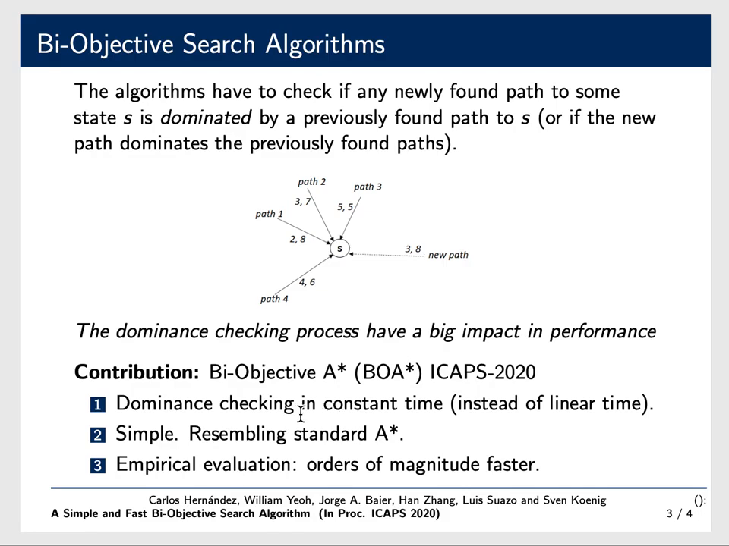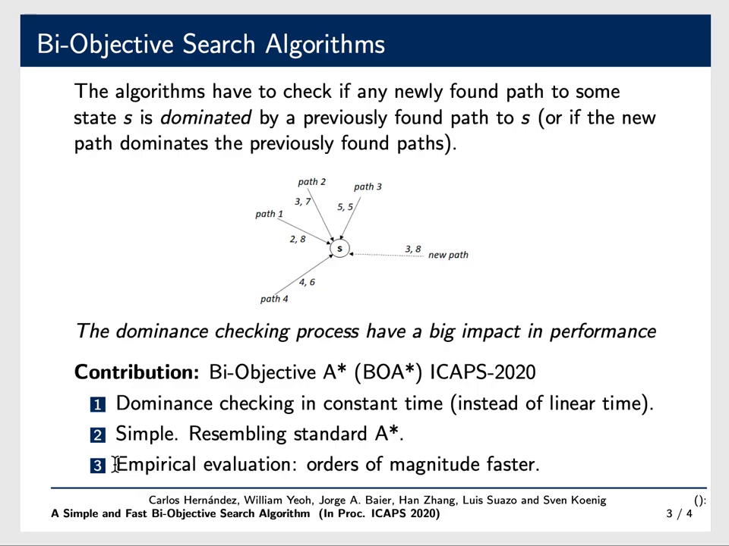Another feature of our algorithm is that it's quite simple. If you look at the pseudocode, it will resemble A star pretty much, with a few changes. Unlike other algorithms that need specialized data structures, we do not need anything that is unrelated to aspects that you usually see in A star.